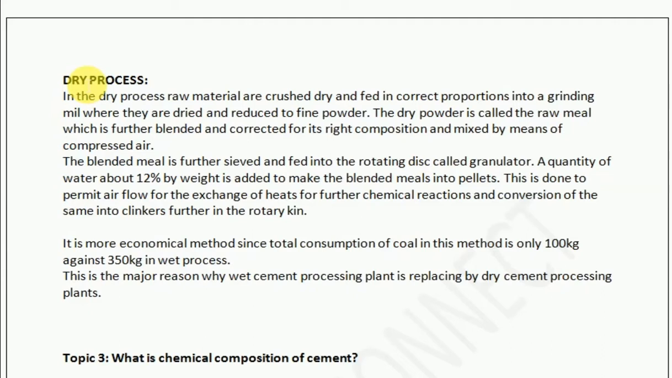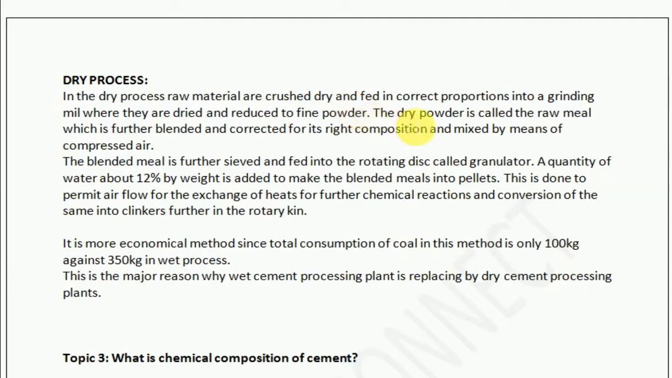In the dry process, raw materials are crushed, dried, and fed in correct proportion into the grinding mill, where they are dried and reduced to fine powder. So basically, in the dry process, the crushing of the raw materials happens before the addition of water. This is the basic difference between the wet process and the dry process.